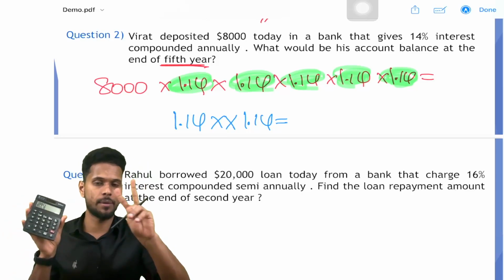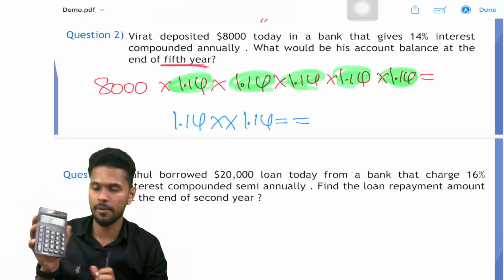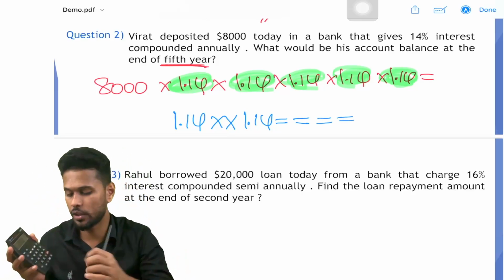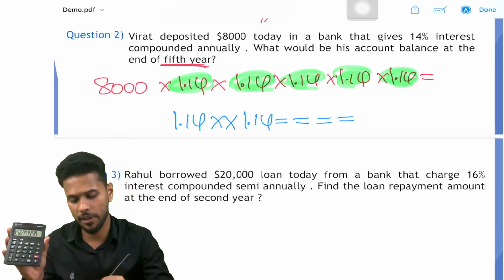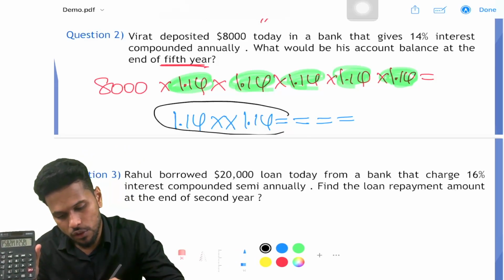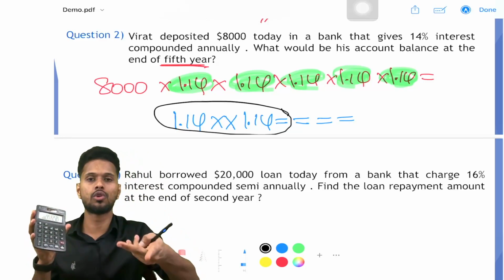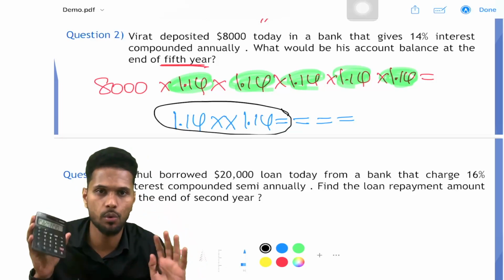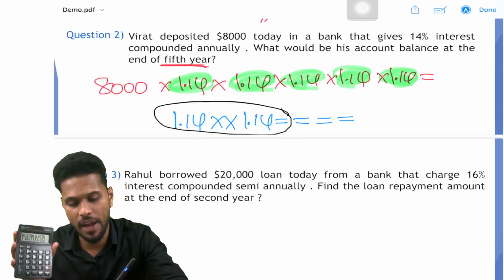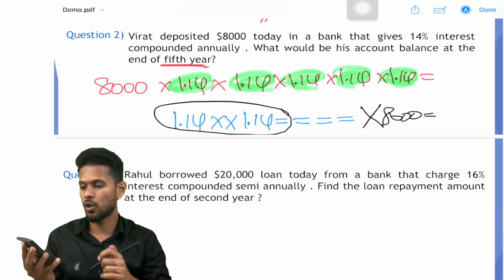Now 5 times total we need. Now it is 2 times, then click equal to. Now it is 3 times, then equal to again. Now it is 4 times, then click equal to again. Now it is 5 times. So you will get 1.9254 something. That is the amount you should multiply with 8,000. Okay, so multiply by 8,000. So you are getting how much?